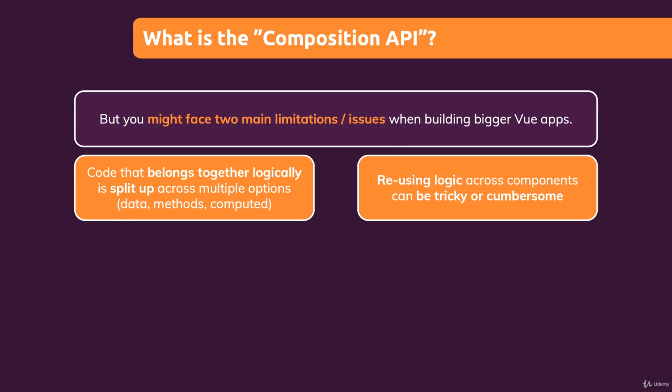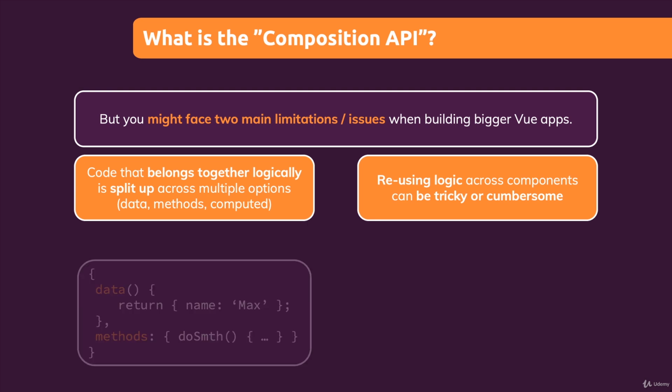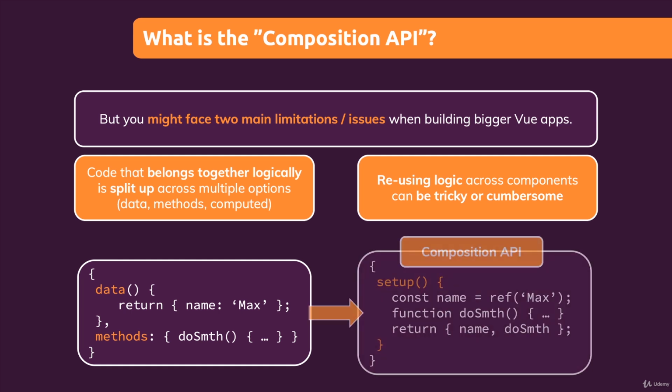So these are not technical problems. These might not even be problems for you which you ever faced, and then of course everything is fine, but this could be problems you face in bigger Vue apps and bigger Vue components. And that's why you could move from the Options API to the new Composition API, which merges data, methods, computed into one setup method, which you still add to your component config object, where you then use new features to manage it all and to solve these two problems.